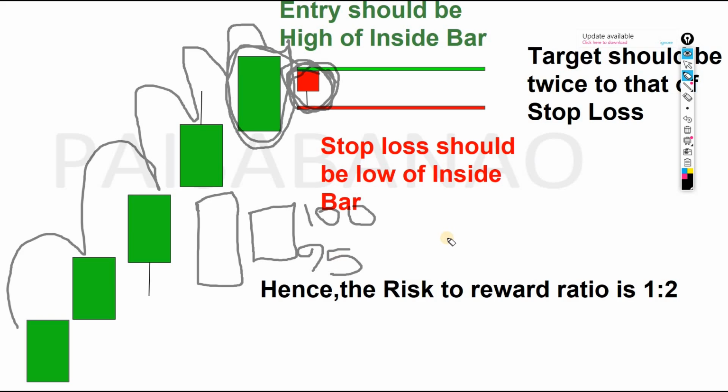It's up to you. The target is generally twice to that of the stop loss. So in case of this, the stop loss is 5, so target is 10. But what I have seen from my experience is that the target is passed very easily. You will get more than 1 is to 2 risk to reward ratio, because that's the power of inside bar. When you see a contraction during a major trend, there is a possibility that the next candle will be extremely sizable, almost equal to this candle.